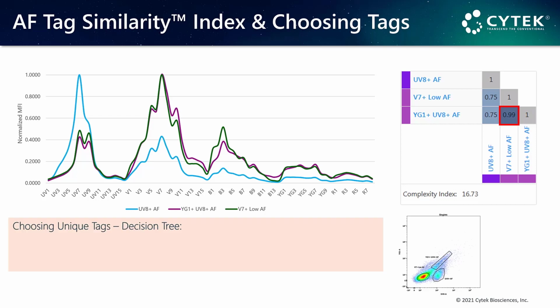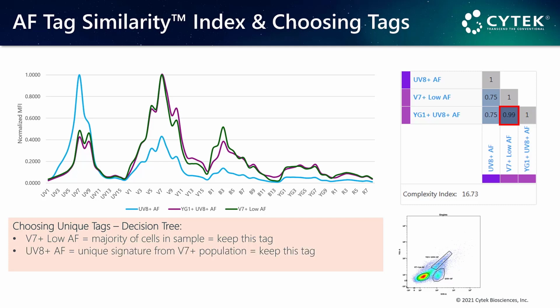So let me walk you through my decision tree for choosing unique autofluorescent tags. I always start by identifying the most abundant population. This is going to represent the majority of cells within the sample. In this sample, the most abundant population is that V7 plus autofluorescence population. Therefore, we definitely want to keep this tag. The next most abundant population is the UV8 positive AF tag, which is 75% similar to the V7 population. Therefore, these signatures are unique, and we're going to keep this tag.